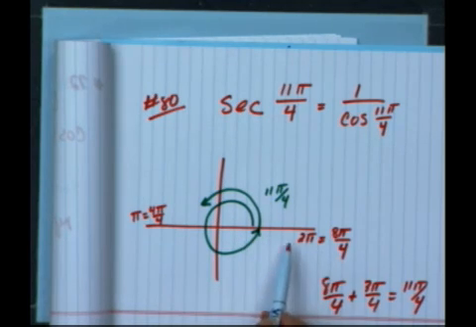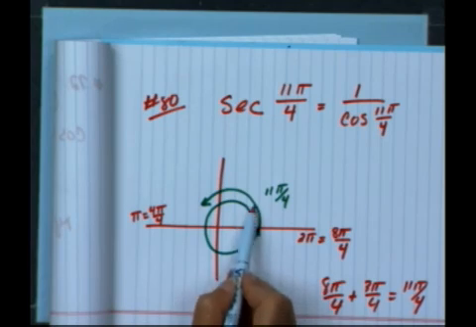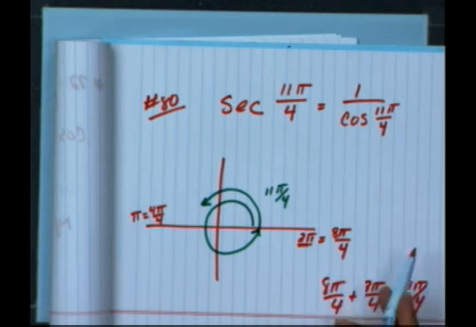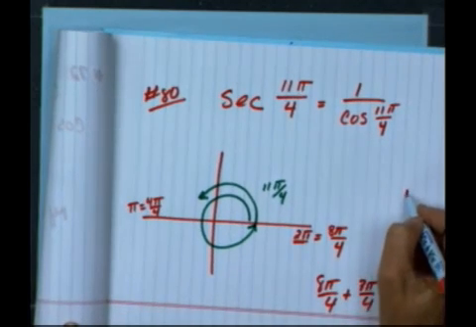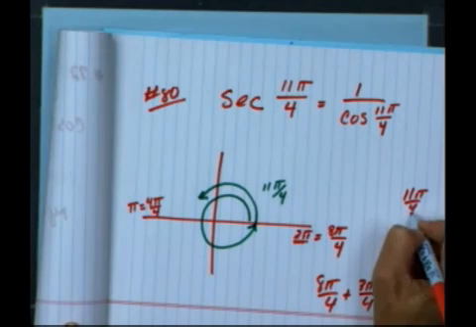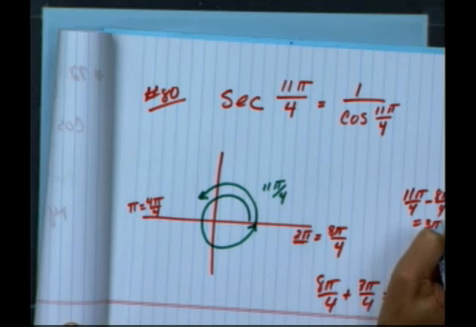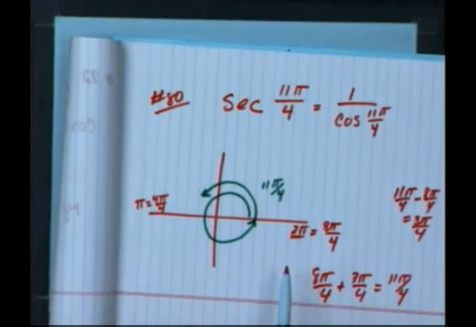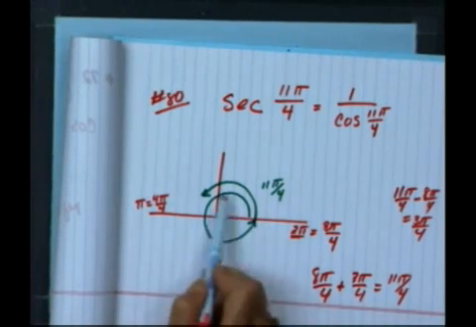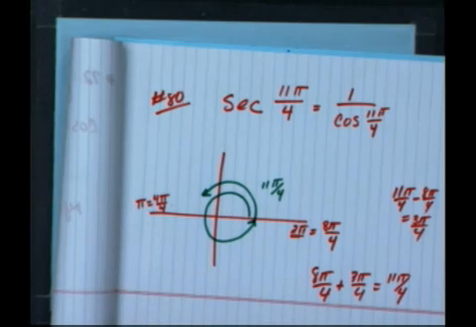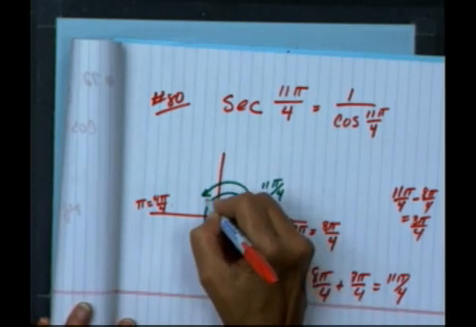Let me say that again. If you go all the way around, you've gone 2 pi, which is equivalent to 8 pi over 4. So you could say 11 pi over 4 minus 8 pi over 4 leaves me with 3/4 of a pi. Pi is the x-axis, so 3/4 of that would be over to here. So the angle's right here.